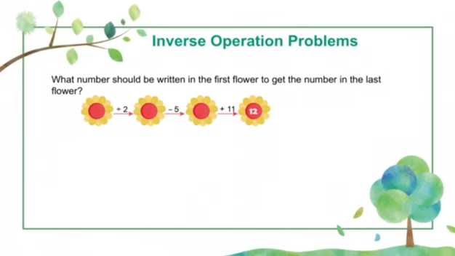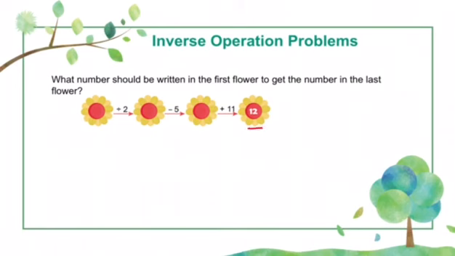Okay, let's see the inverse operation problems first. What number should be written in the first flower to get the number in the last flower? In this question, you only need to reason from back to front.